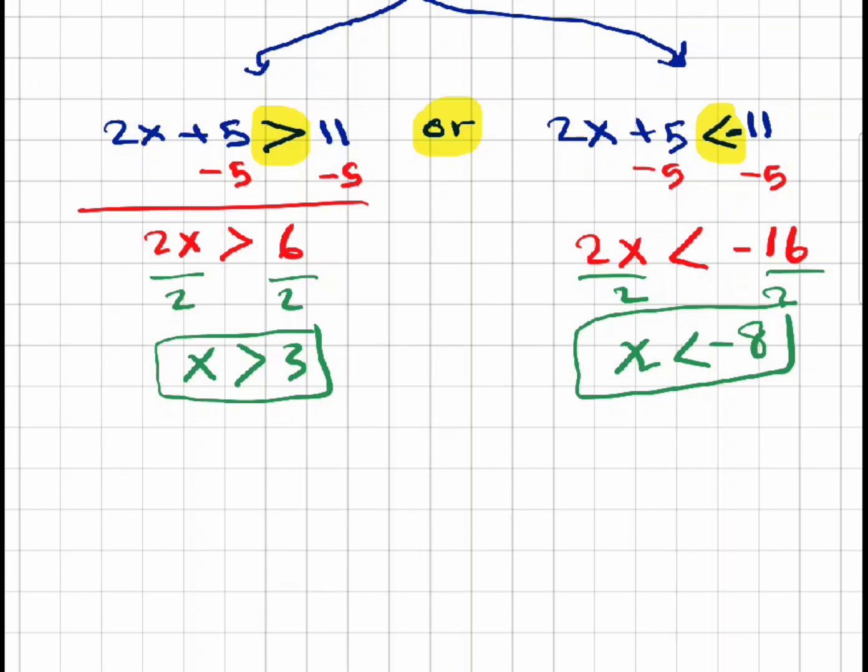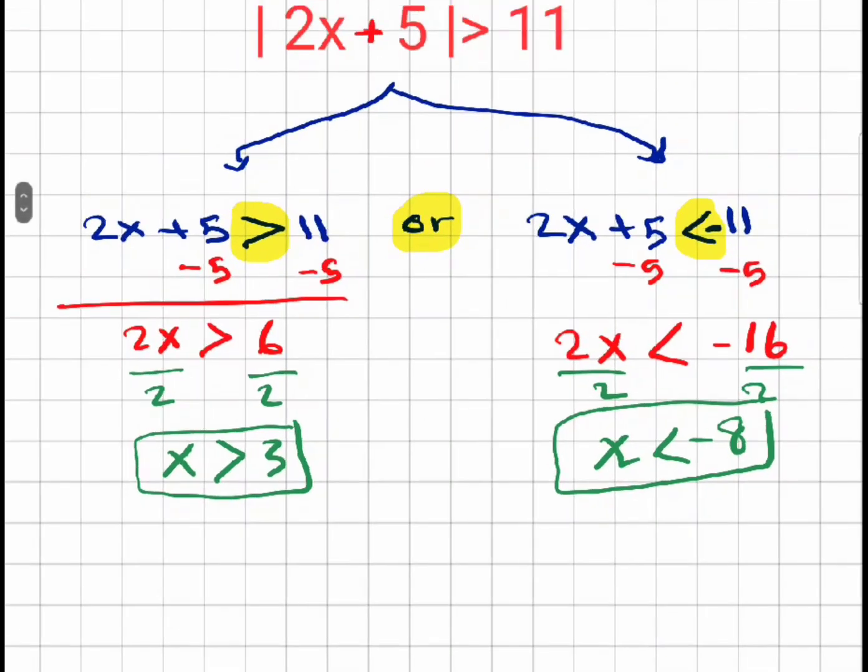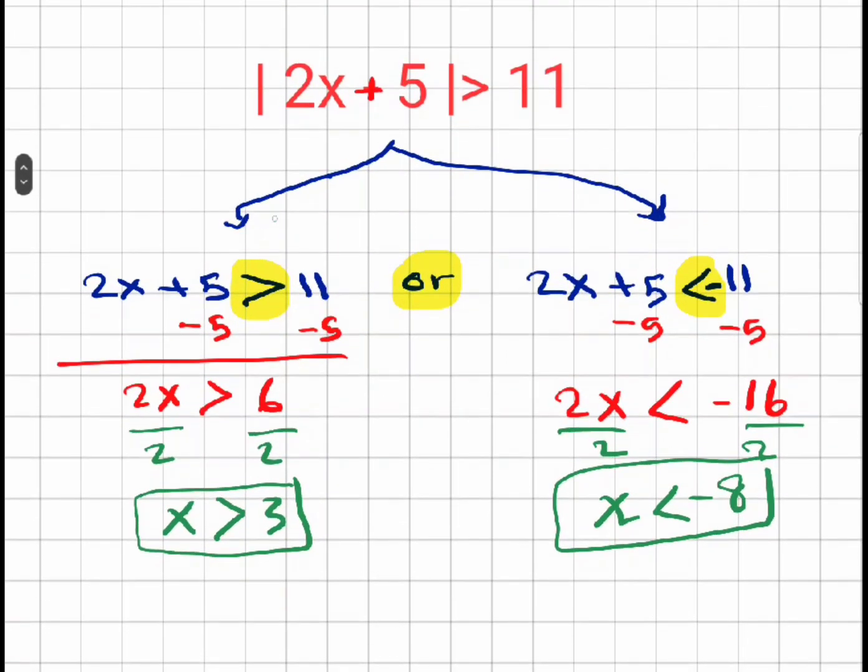And if you want to, you can check your answers. For instance, if we pick a number that's greater than 3, will this equation be true or false? Let's say if we plug in 4. This would be 2 times 4 plus 5. 2 times 4 is 8. 8 plus 5 is 13. And the absolute value of 13 is 13. So 13 is indeed greater than 11. That works.